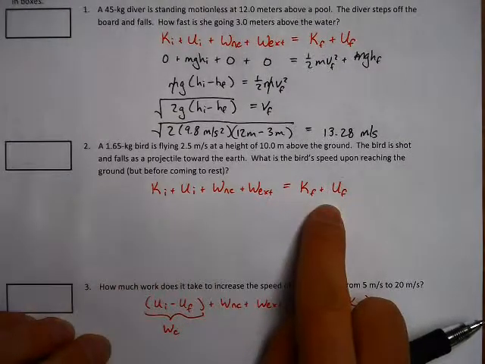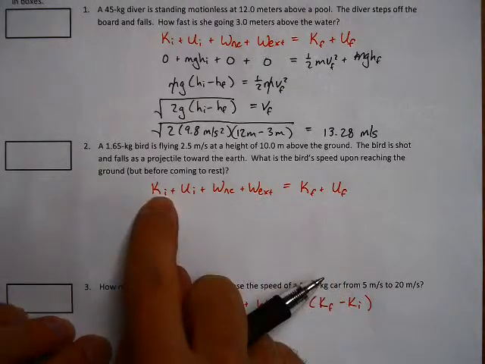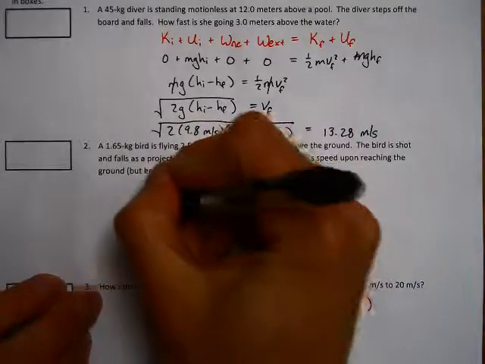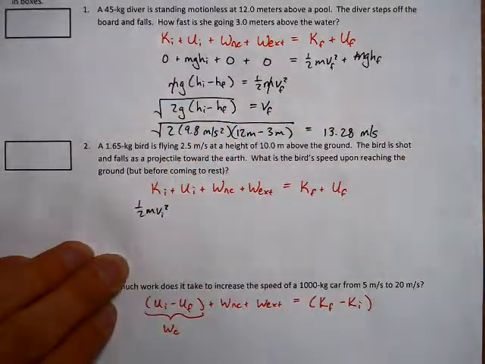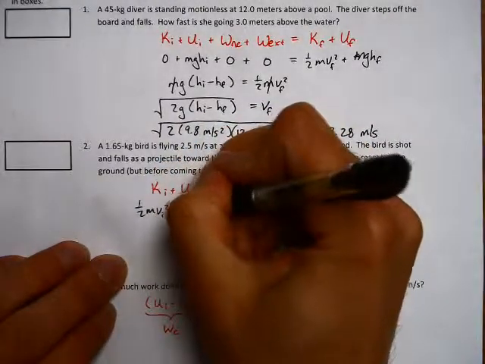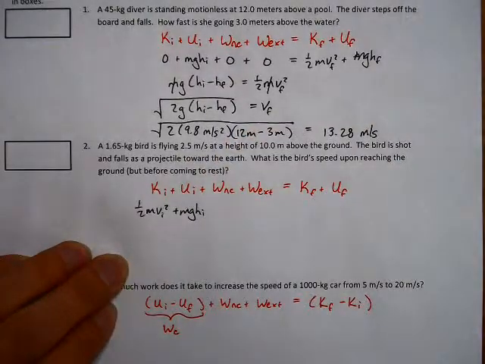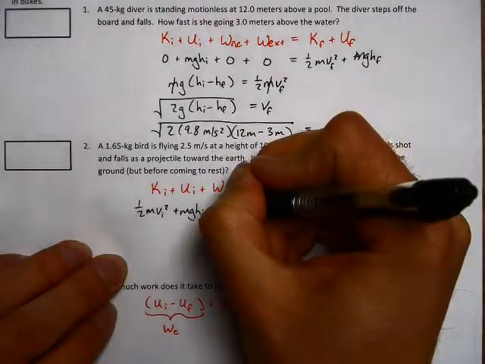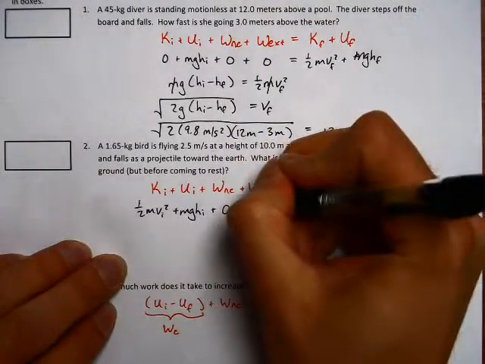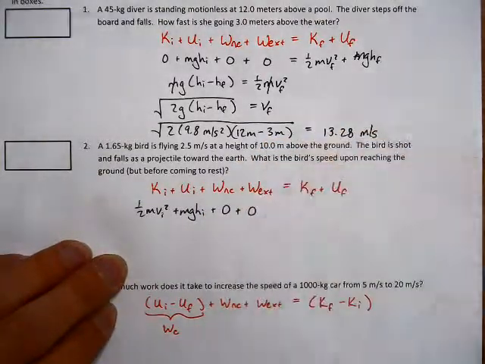We start with the same equation, and we say that the bird starts off with kinetic energy of 1/2 mvi squared, starts off with potential energy of mghi. As a projectile, there is no significant air resistance. There is no work done by friction, a non-conservative force. There is no work done by an external force.